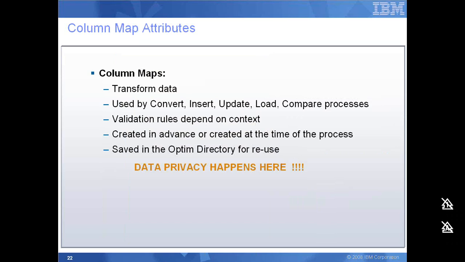Column map attributes. The column maps contain the core of the data privacy solution. Here is where the data privacy actually happens. All these various Optim objects, whether it's a convert request, an archive request, a table map or a column map, are stored in an Optim directory. An Optim directory is a repository. It's like a system catalog, wherein it stores information about the Optim environment and ensures that this information is available to other users based upon how the security credentials are set up.